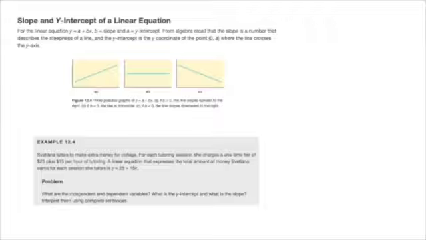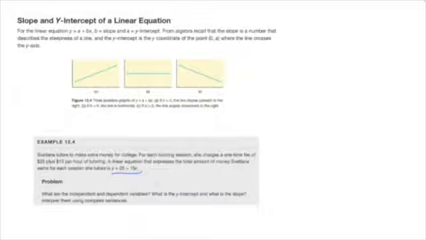Svetlana tutors to make extra money for college. For each tutoring session, she charges a one-time fee of $25 plus $15 per hour of tutoring. A linear equation that represents the total amount of money Svetlana earns for each session she tutors is y equals 25 plus 15x. What are the independent and dependent variables? Well, the 15x is representing $15 per hour. So the hours that she tutors is the independent variable. X is always the independent variable. Y, or the dependent variable, is representing the total money that she earns.